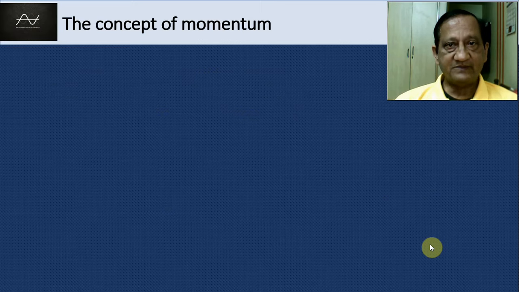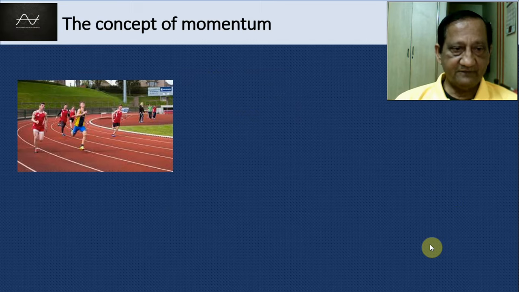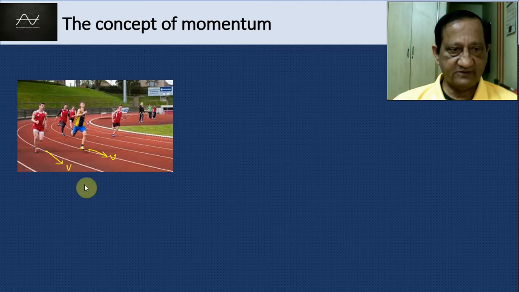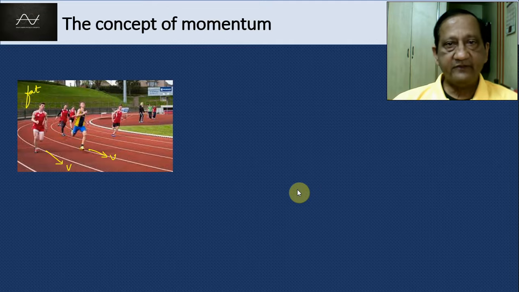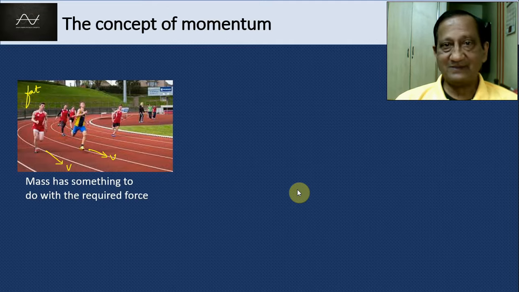Now, the concept of momentum, which will help us to develop the second law. Think of this race. These guys are going with the same velocity, almost the same velocity, but one guy is fatter. Who is more difficult to stop? Think about it. Who is more difficult to stop? Meaning, how much force you have to apply to stop him? Well, the fatter guy is more difficult to stop, so mass has got something to do with it.